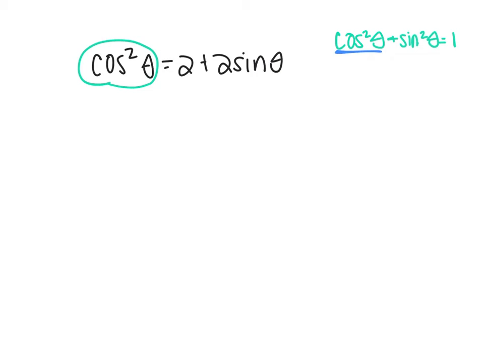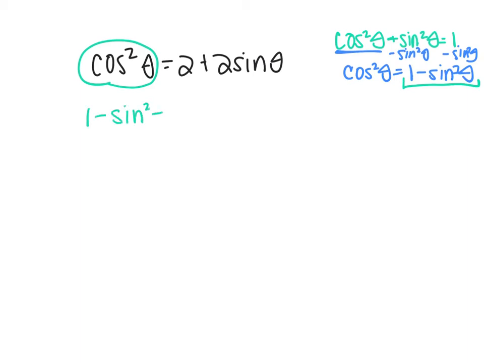Now we're going to have to manipulate these identities a little bit. So if we know cosine squared plus sine squared equals 1, if we subtract a sine squared from both sides, that leaves us with cosine squared of theta is equal to 1 minus sine squared of theta. So we can take all of this, 1 minus sine squared, sub it in place for cosine squared, and then the rest of the equation will stay the same.